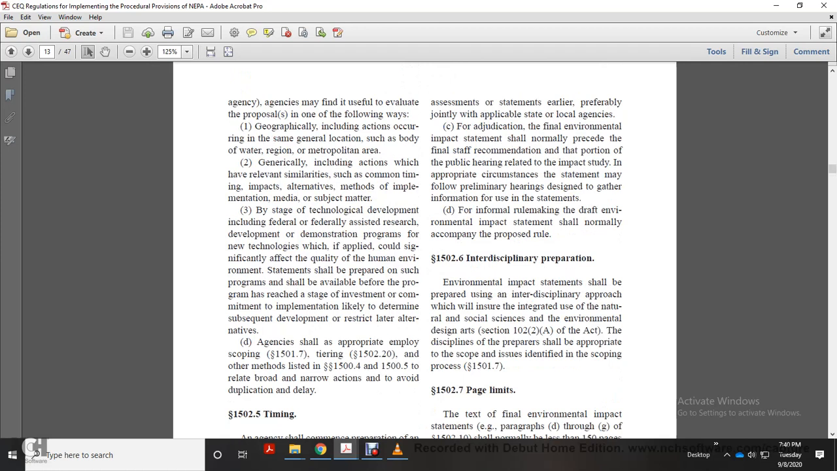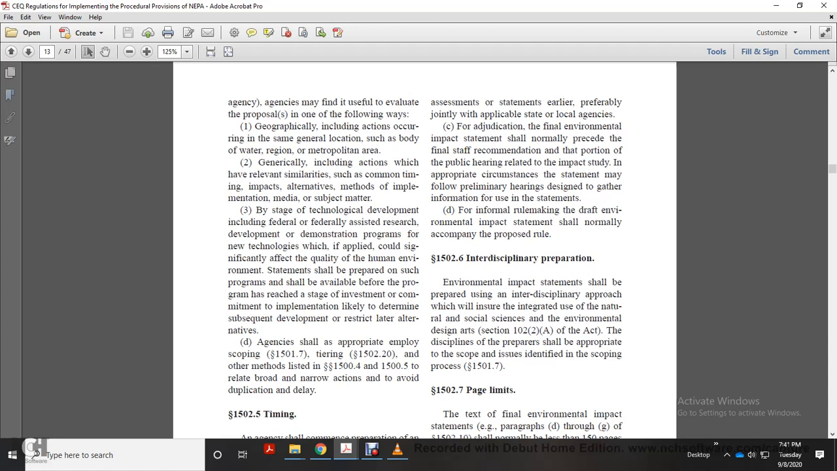For adjudication, the final environmental impact statement should normally precede the final staff recommendation and that portion of the public hearing related to the impact study. In appropriate circumstances, the statement may follow the hearing. The preliminary hearing is designed to gather information for use in the statement. For informal rulemaking, the draft environmental impact statement shall normally accompany the proposed rule.